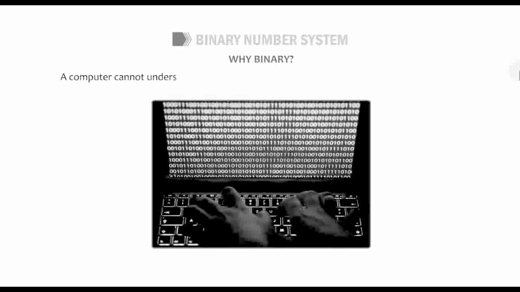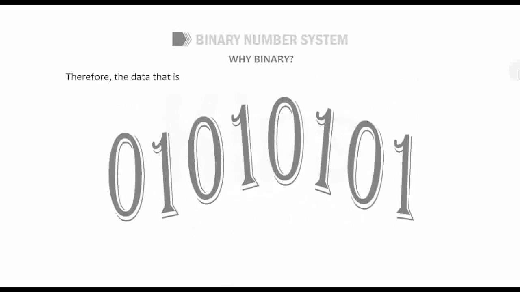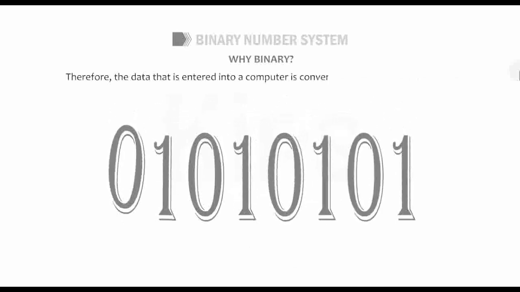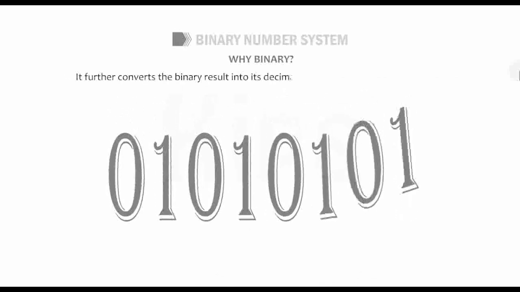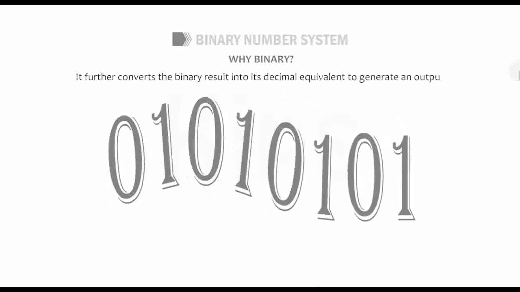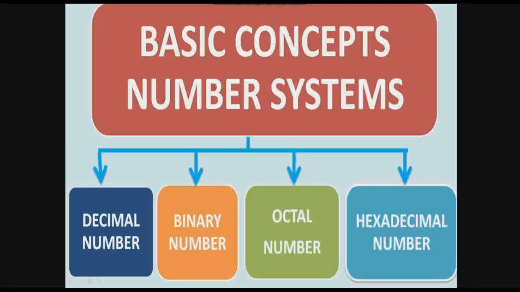A computer cannot understand human language, rather it understands only the binary code. Therefore, the data that is entered into a computer is converted into its binary equivalent. It further converts the binary result into its decimal equivalent to generate an output. I hope all these points are clear to all of you: what is a number system and how many types of number system we have to use here: decimal, binary, octal and hexadecimal number system.